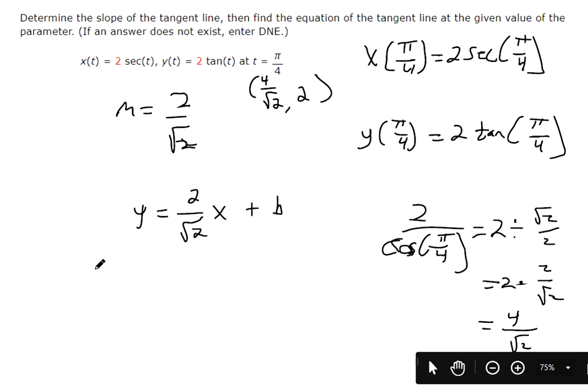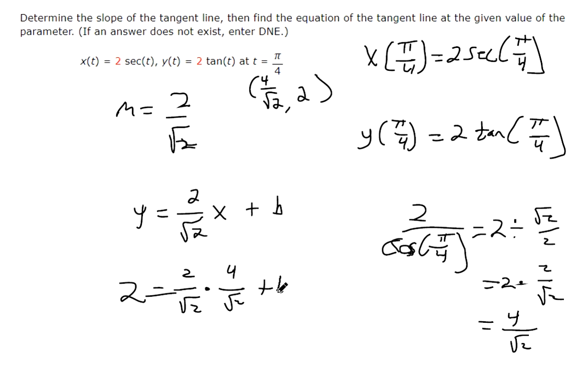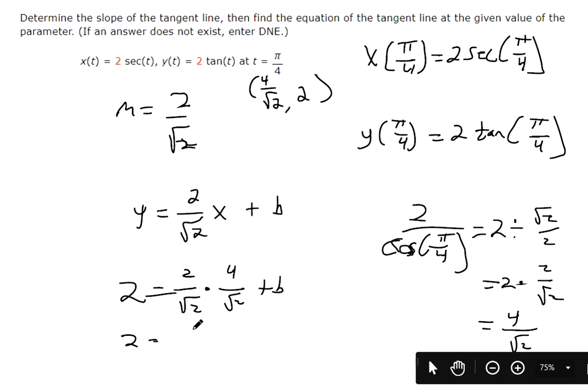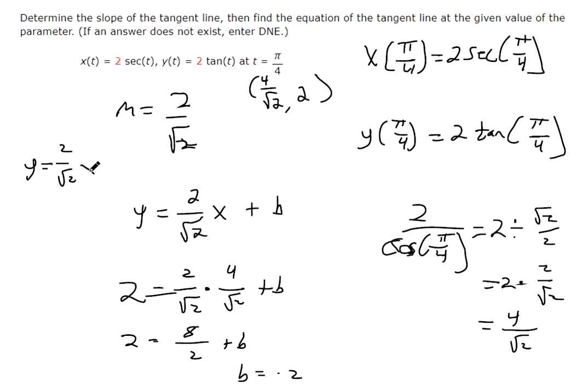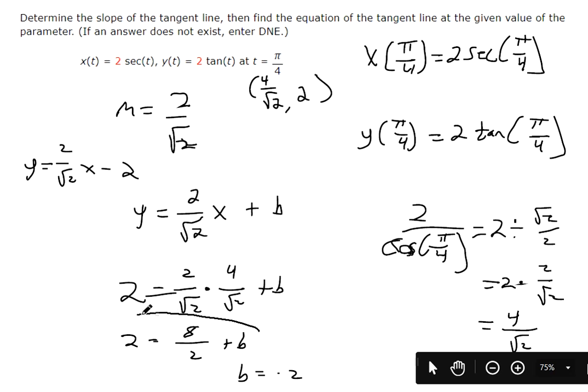Okay, so if you plug in 2 for y, and 4 over the square root of 2 for x, and simplify, that's 8 over 2, so that's 4. When we solve this equation, 2 equals 4 plus b, subtract 4 from both sides. So it looks like b is going to be negative 2, right? So we've got our equation: y equals 2 over the square root of 2 times x, minus 2. So there's the equation of the tangent line.